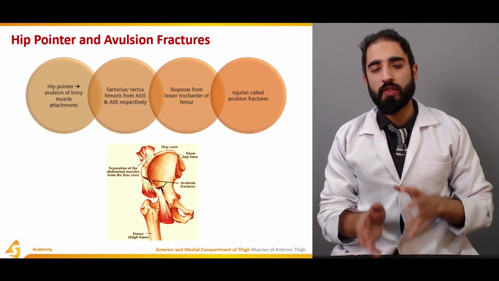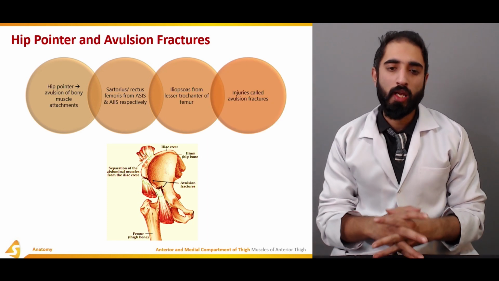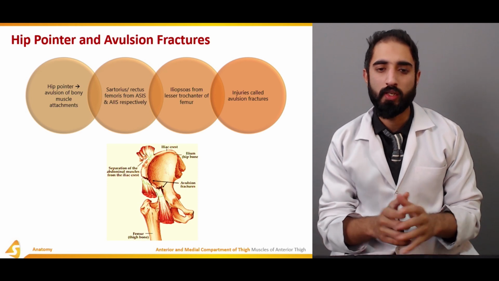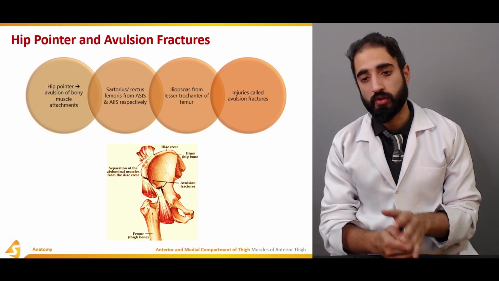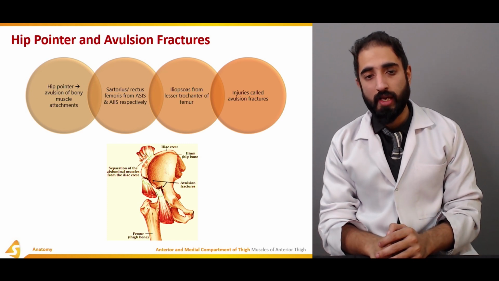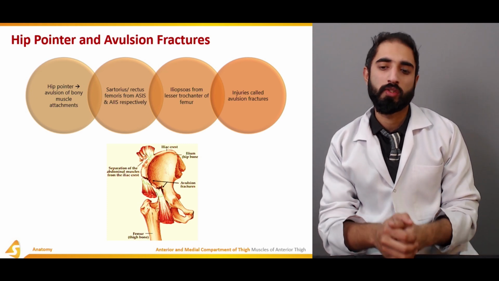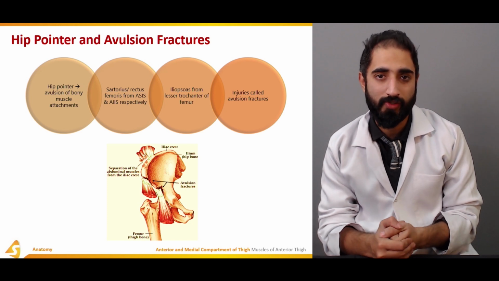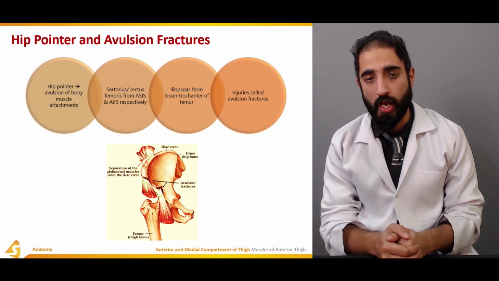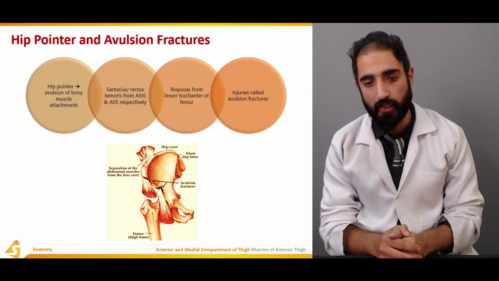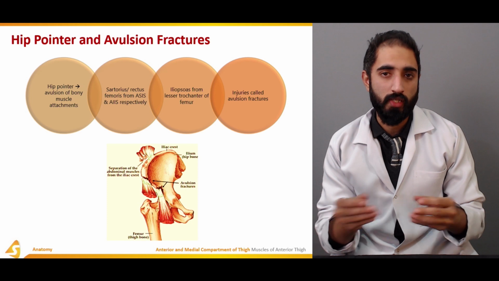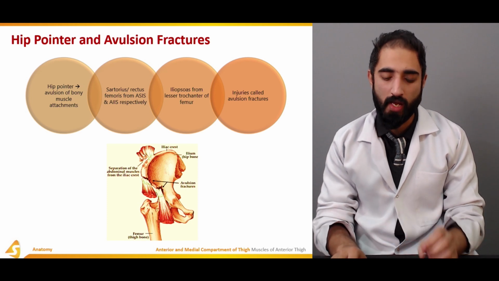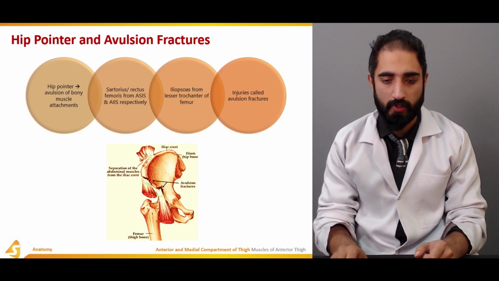These injuries need to be demarcated and differentially diagnosed from hip pointer, because hip pointer does not consist of an avulsion fracture. It is just a contusion, and it may sometimes lead to profuse internal bleeding, but an avulsion fracture is an actual fracture and needs to be managed appropriately as such.